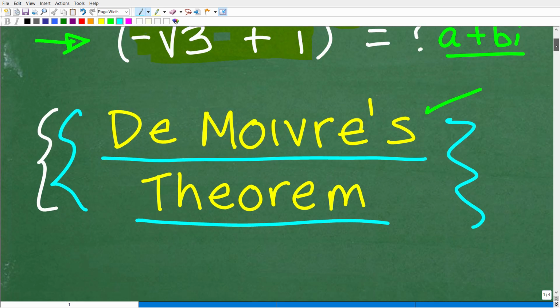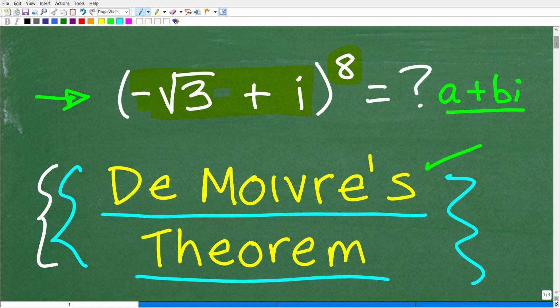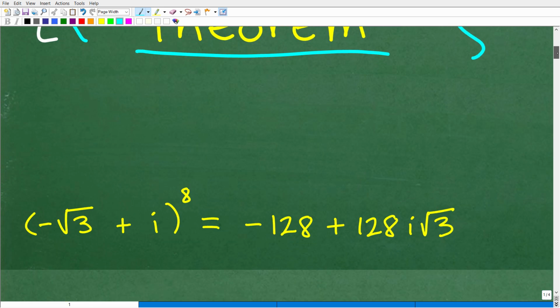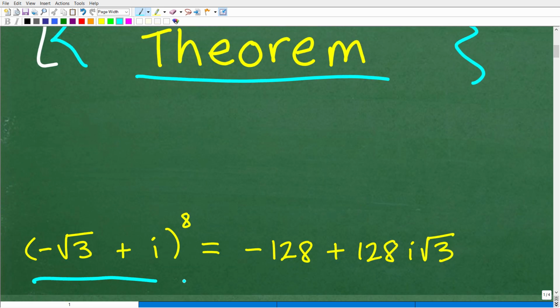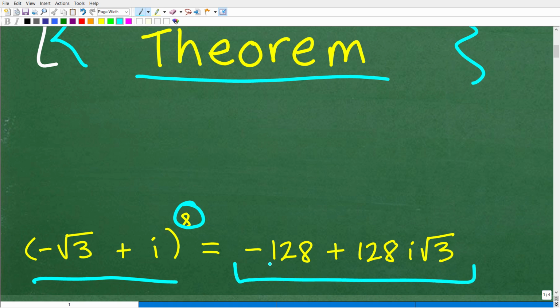Okay, so hopefully we understand the question. Let's go ahead and take a look at the answer. The correct answer is the following. So here was our complex number: negative square root of 3 plus i, all this to the eighth power. Well, what is the answer? It is this: negative 128 plus 128 i square root of 3.